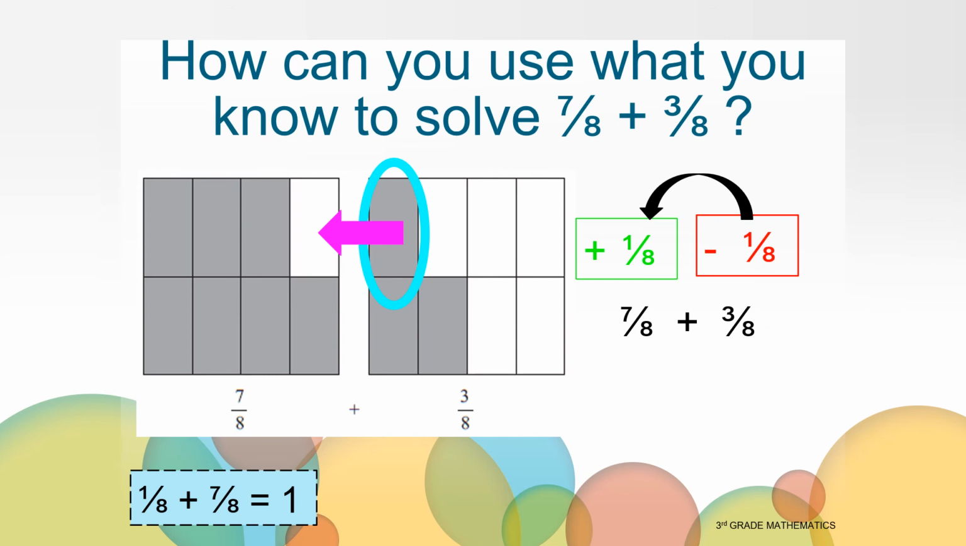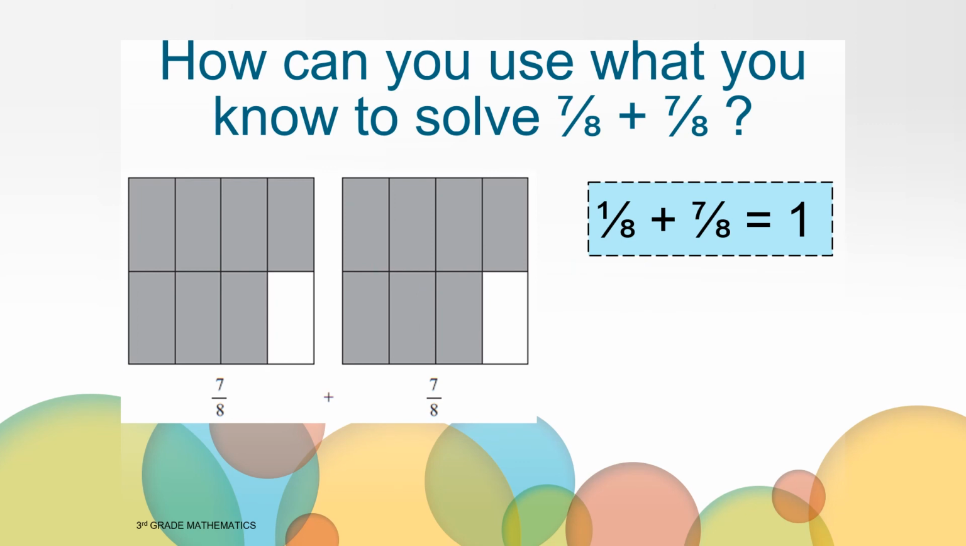So now I've renamed my problem. I'm solving for 8/8 or 1 whole plus 2/8. That equals 1 and 2/8, which is equivalent to the 10/8 that we got when we counted up before.